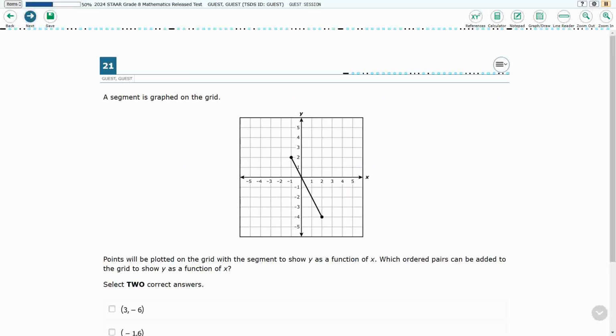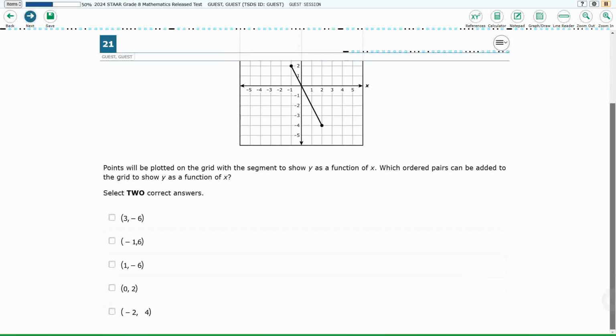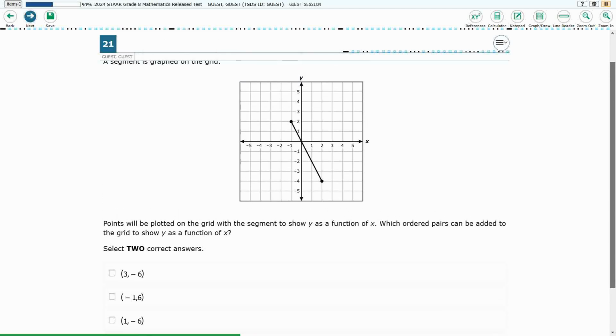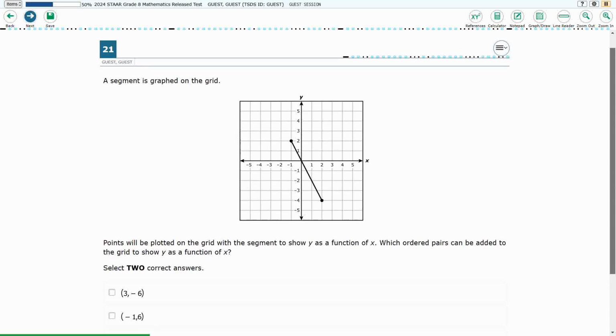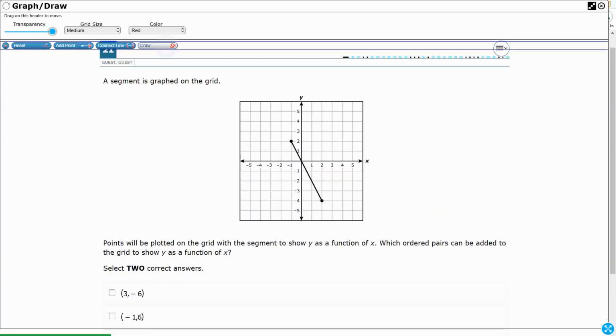For number 21, you see we've got a multiple select, so it's a 2-point problem here. We've got some options down there, and our graph doesn't quite fit. So we're going to do a little bit of scrolling here. Take a look at what we have here. We have a segment, and we want to show that y is a function of x. Now, the fact that they give this to us means that's kind of important, that they're labeling this not just a line segment, but it is a function.